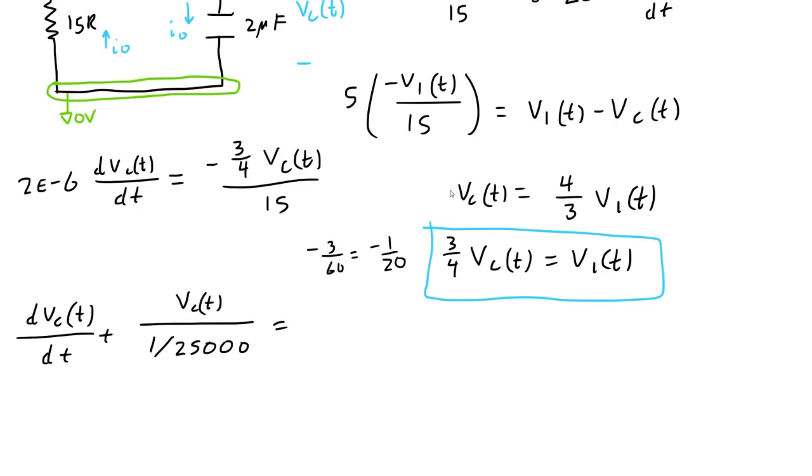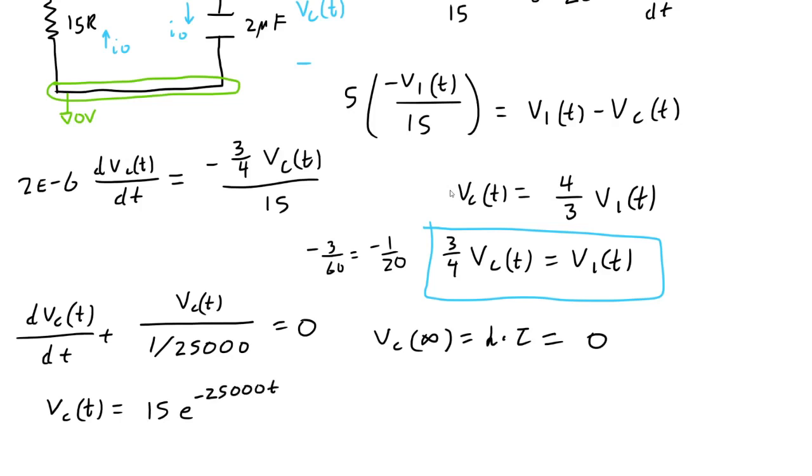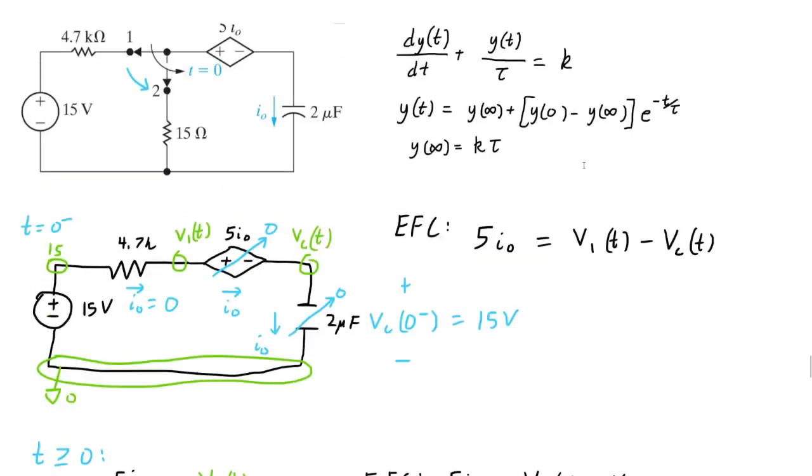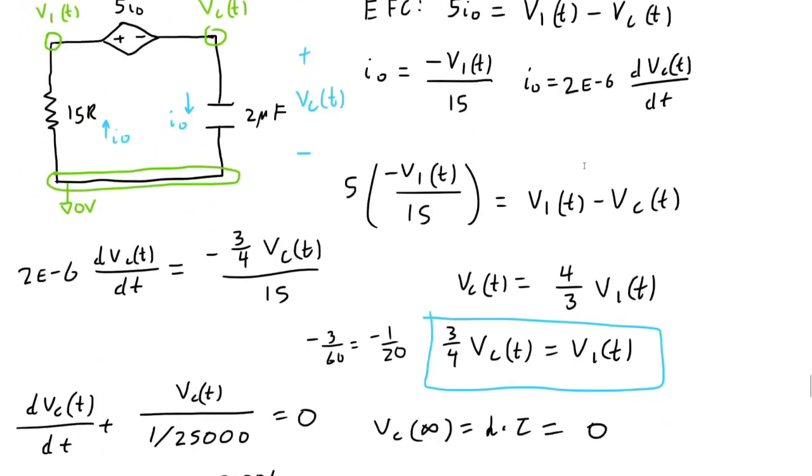VC(infinity) is going to be K times tau, and K is 0, so it's going to be 0 volts. VC(t) is going to be the infinite value, 0, plus 15 minus 0, so 15 e to the minus 25,000 t. And the question asks for I0(t).